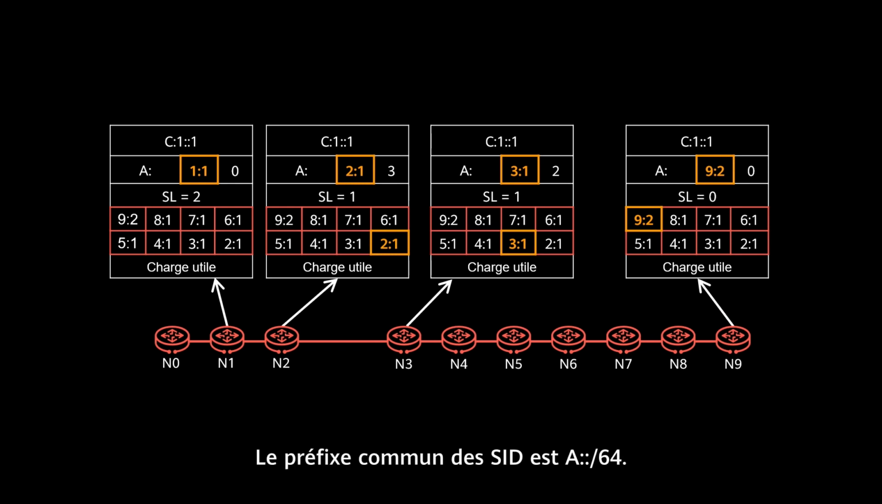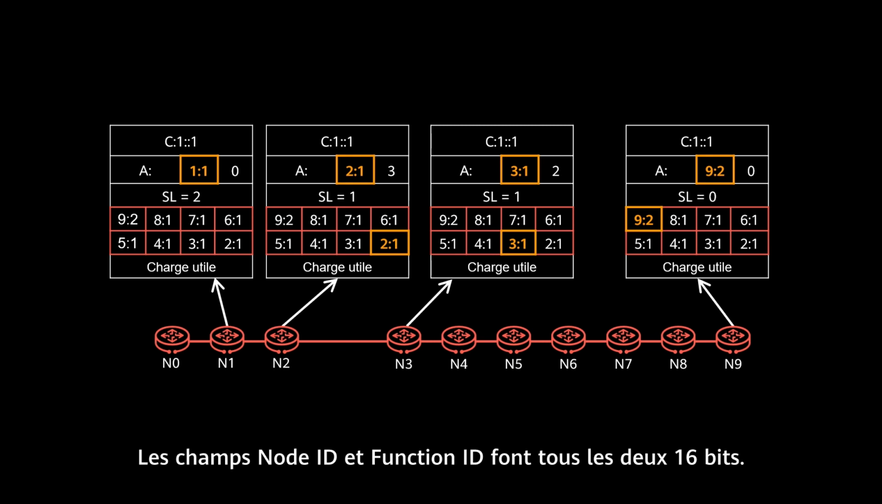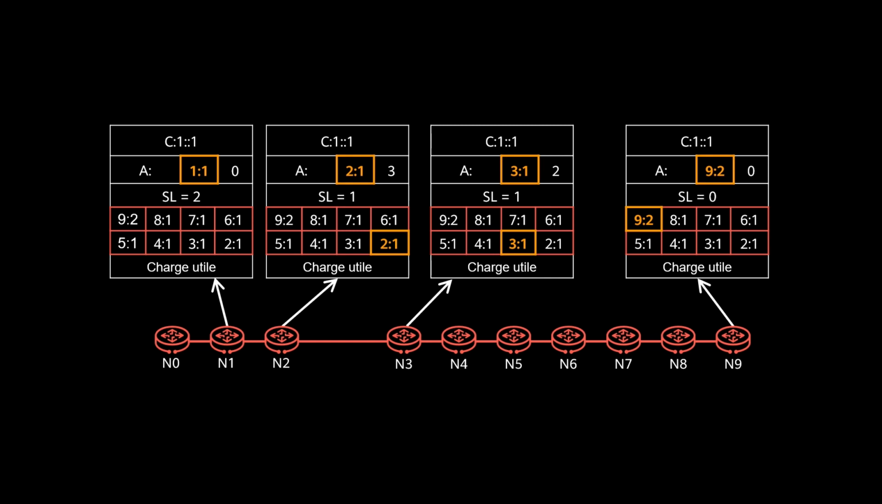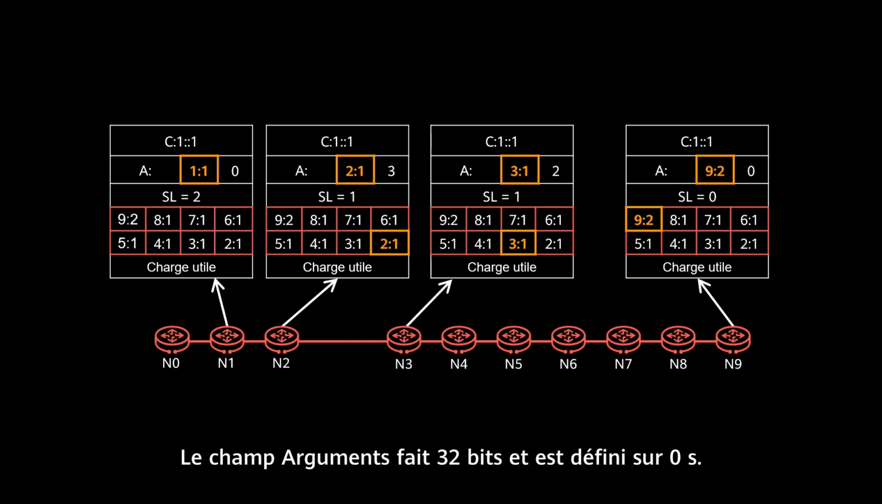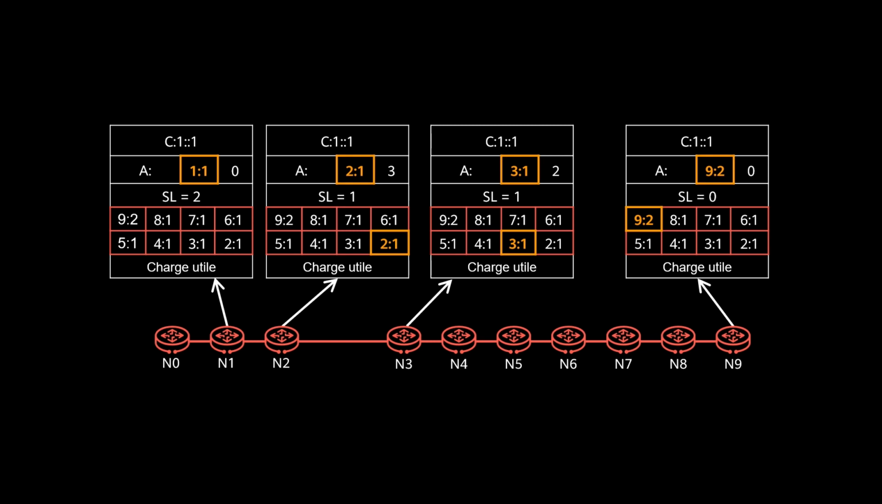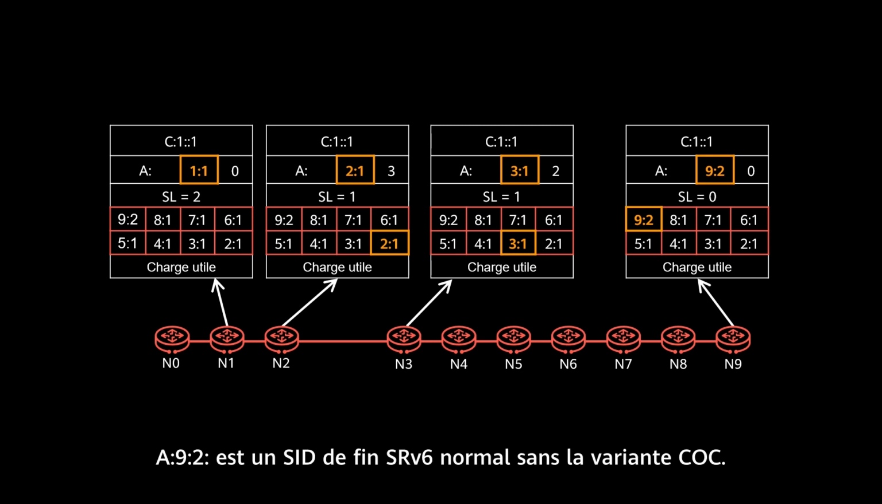The common prefix of the SID is a::/64, and the node ID and function ID fields are both 16 bits long, but actually they can be 20 bits and 12 bits. It's up to you. The argument field is 32 bits long and all set to zeros. As such, the SIDs from a:1:1:1 up to a:8:1:1 are all End SIDs with COC flavors, and a:9:2 is the normal SRv6 End SID without the COC flavor.